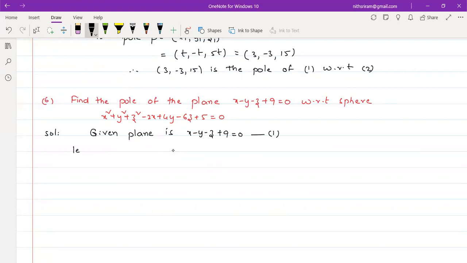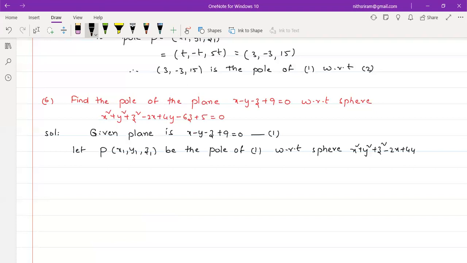Now we suppose that P, x1 comma y1 comma z1, is the pole of equation 1 with respect to the sphere x square plus y square plus z square minus 2x plus 4y minus 6z plus 5 is equal to 0. Treat this as equation number 2. Whenever we suppose that P is a pole of equation 1, then we can write the polar plane with respect to the sphere.